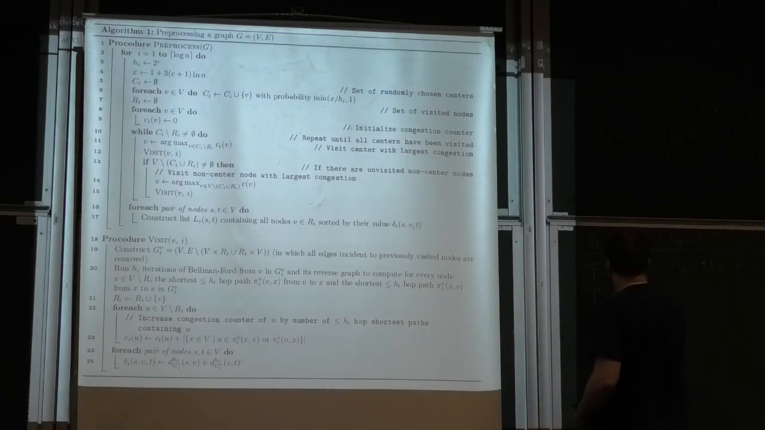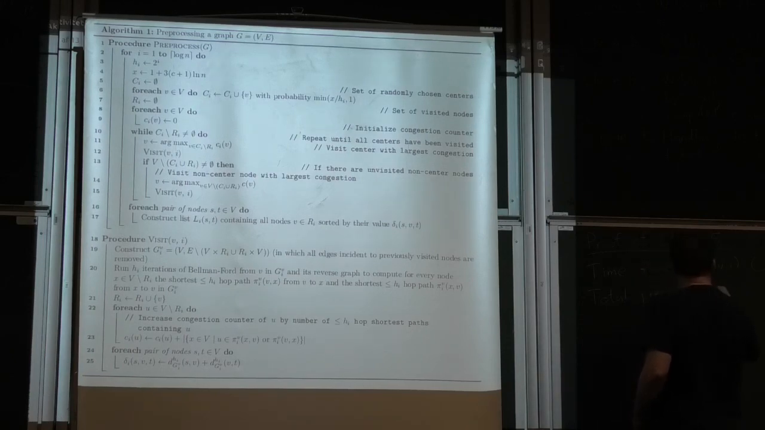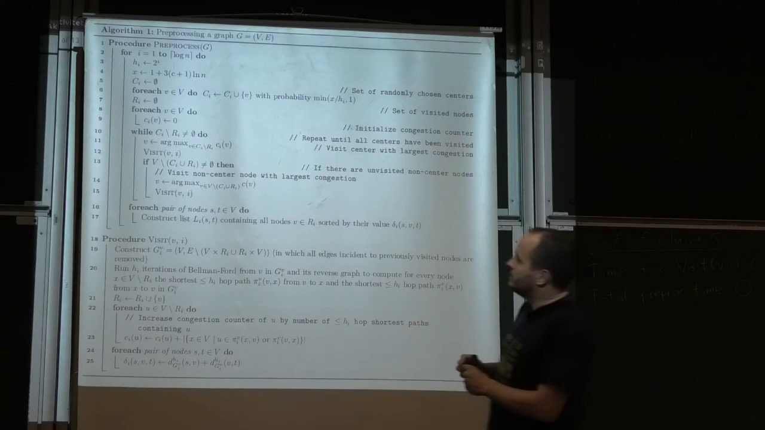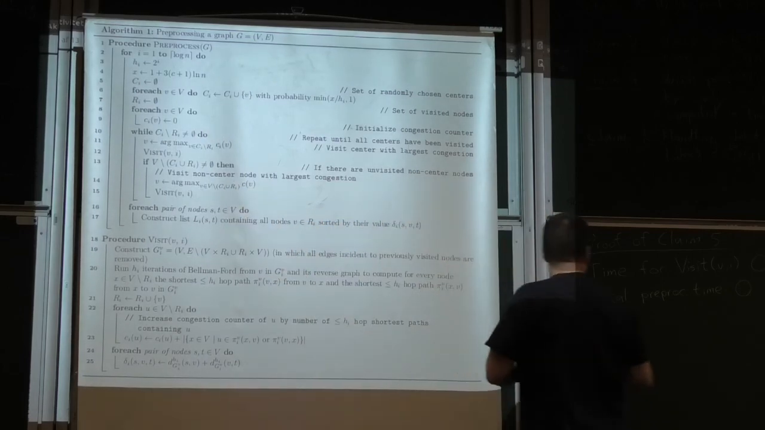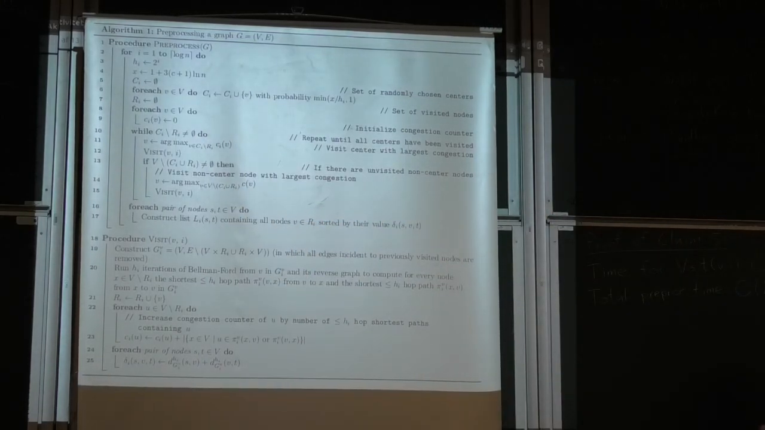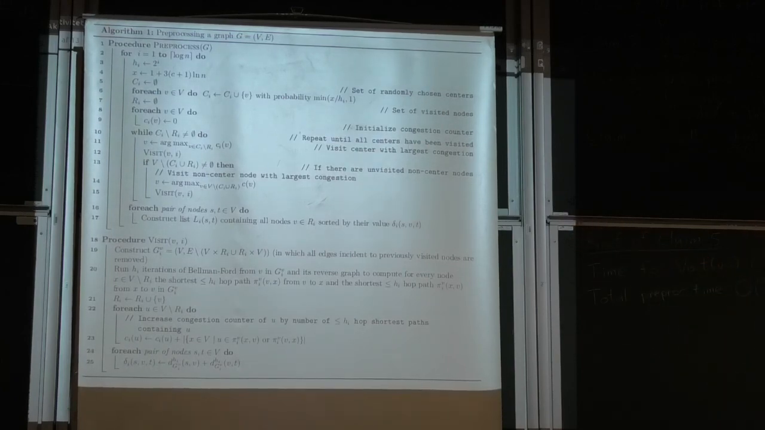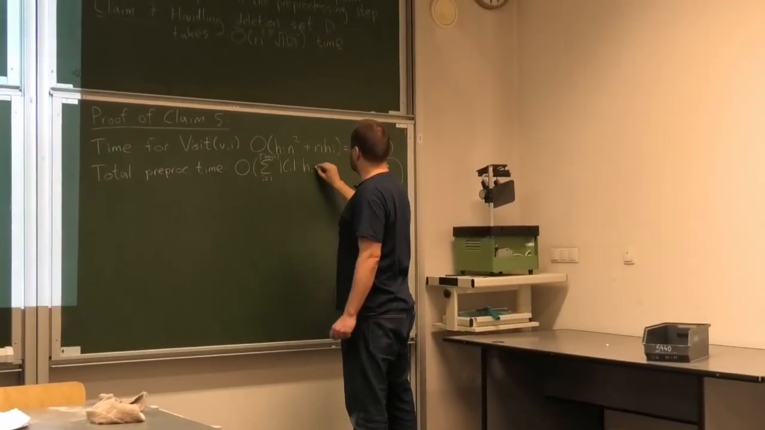So total pre-processing time, there's also this step down here, but this is not a bottleneck. So we want to sum over all I going from 1 to log n. By the way, when I write log, it's always base 2. Of the size of the center set CI times the time for visit, right? HI n squared.